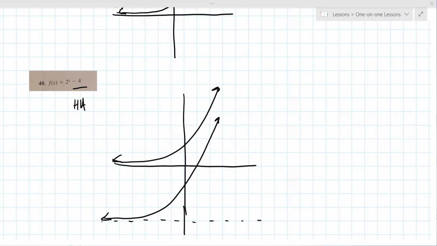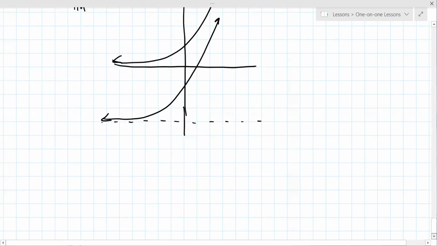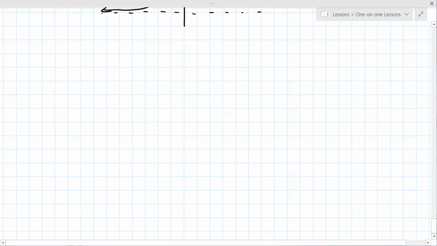47. Set this up as 3 minus x equals 3, because 2 cubed equals 8. So negative x equals 0. Divided by negative 1. x equals 0 in this case.